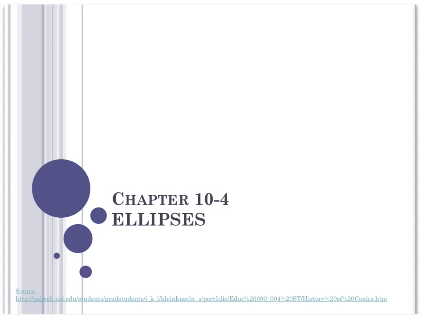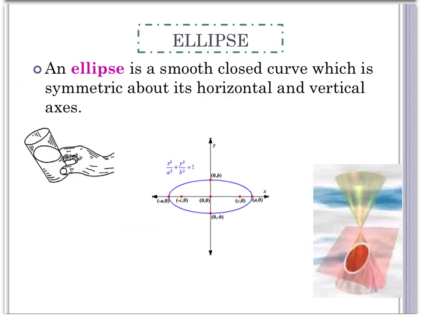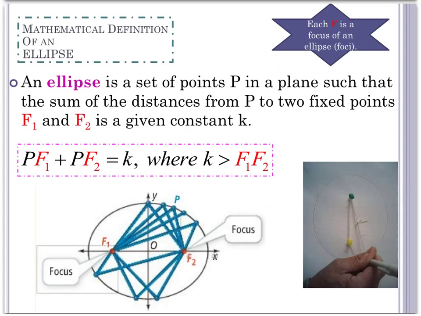All right, now we're going to be looking at the conic section, the ellipse. An ellipse is a closed, smooth curve which is symmetrical about the horizontal and vertical axis. Now we can shift the ellipse off of the origin and it will still be symmetrical about its minor and major axis. So here's the formal definition of an ellipse.